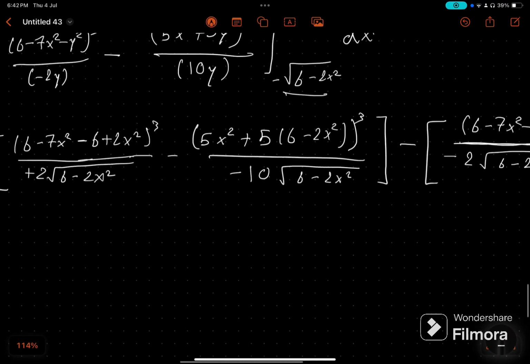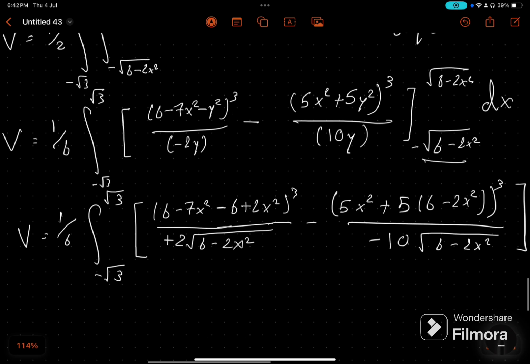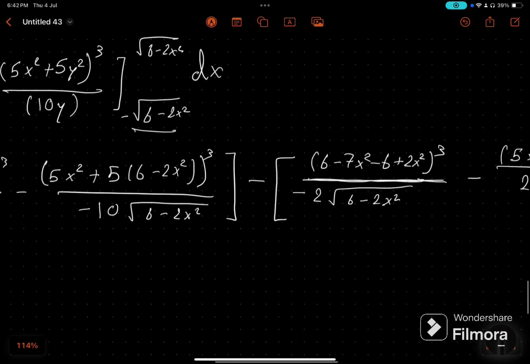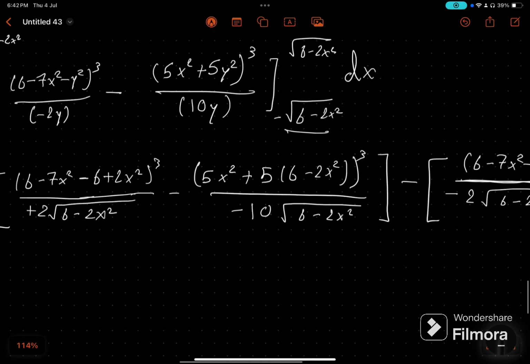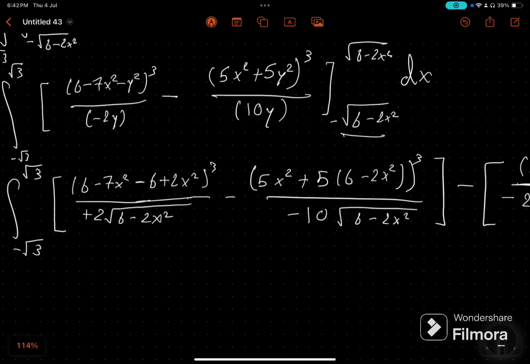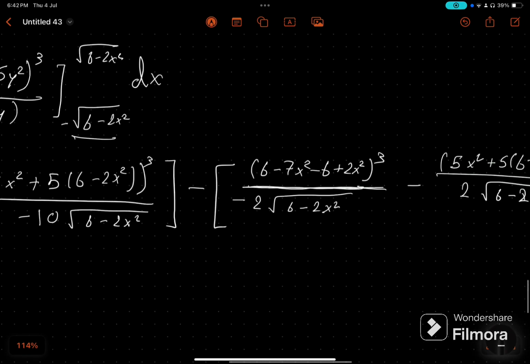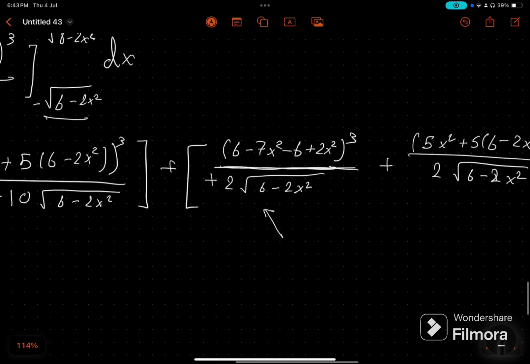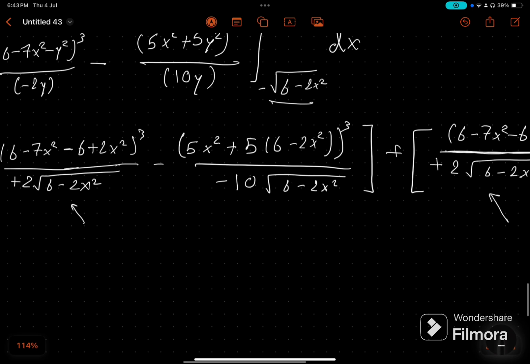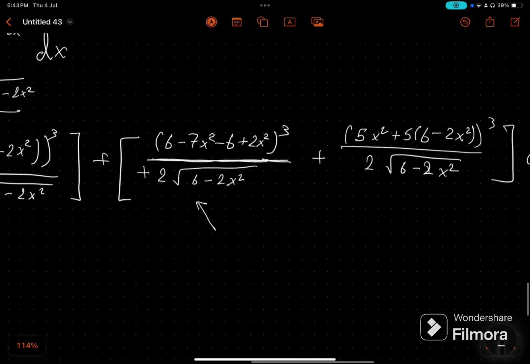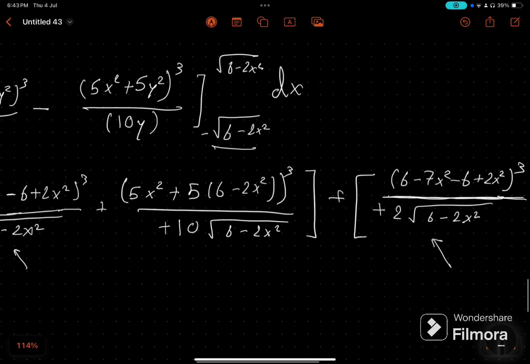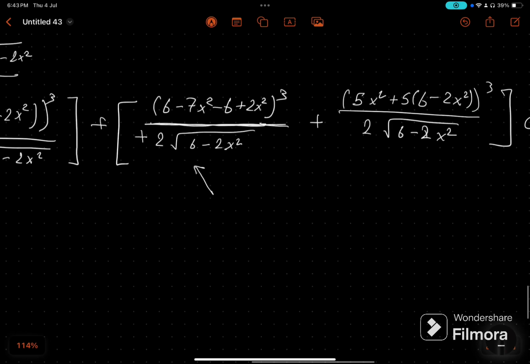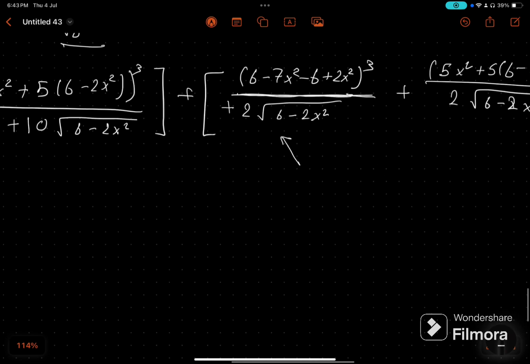Well, this is interesting. We should see some cancellations here. This is positive, positive, positive, and then this is positive. And here we do have negatives. Here we have a positive also. So no cancellations, just a regular integral that we are trying to find the value for.